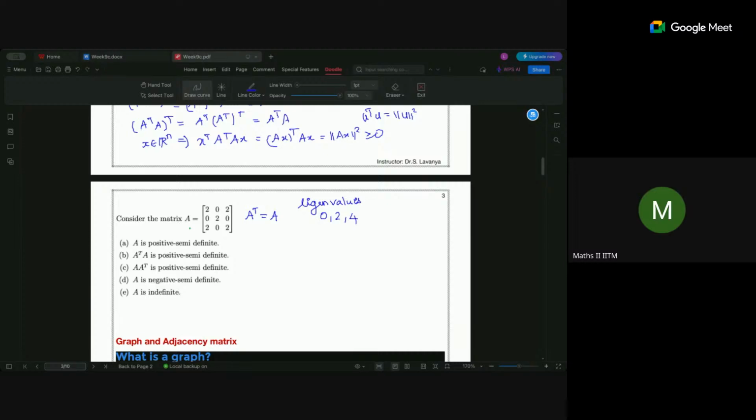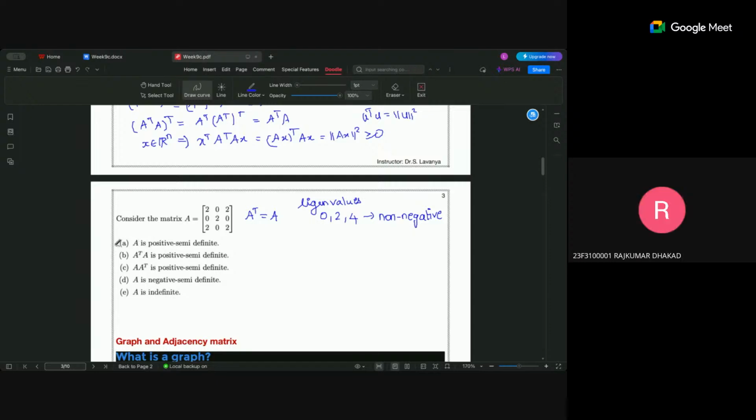So tell me which answer is correct. So the eigenvalues are all non-negative, right? So if it is non-negative, what can you conclude about A? It is symmetric and the eigenvalues are non-negative. So it is positive semi-definite. So these two are incorrect.